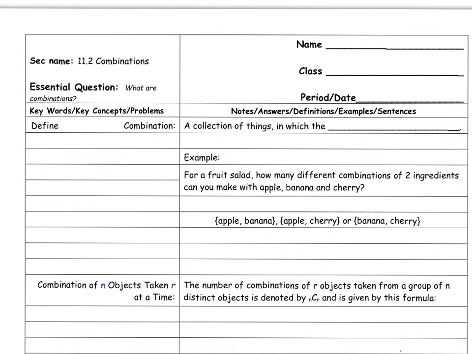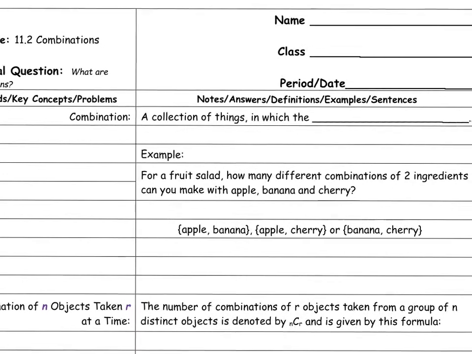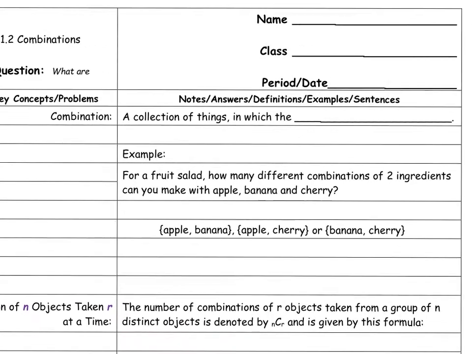Hi all. Okay, we're on the second lesson for this week. It's called combinations. Permutations and combinations kind of go together, just so you guys know. They're kind of learned together.